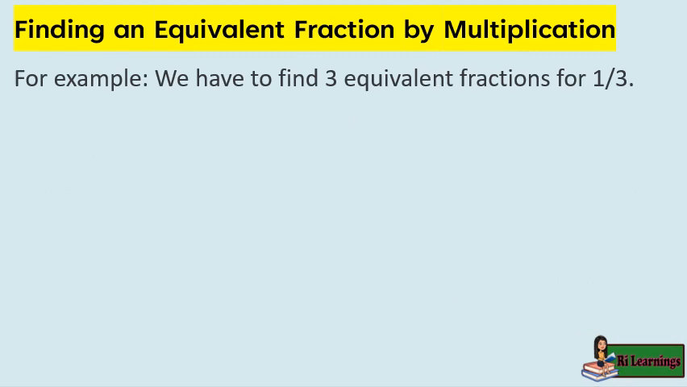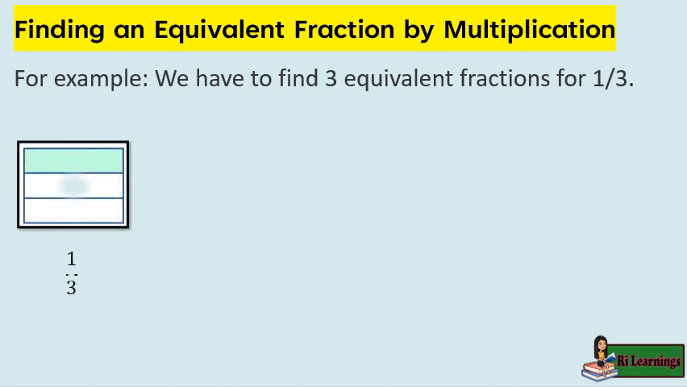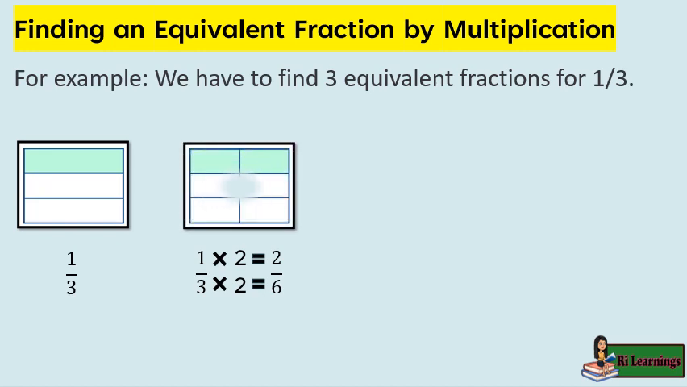For example, we have to find 3 equivalent fractions for 1/3. We can multiply the numerator and the denominator by 2 in order to get an equivalent fraction. 1 times 2 equals 2. 3 times 2 equals 6. We got 2/6. 2/6 is an equivalent fraction of 1/3.